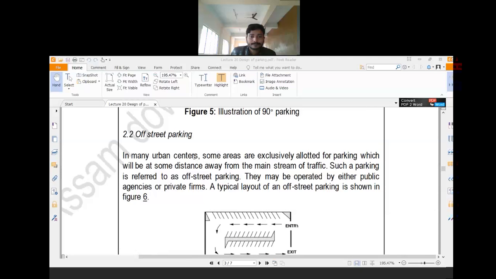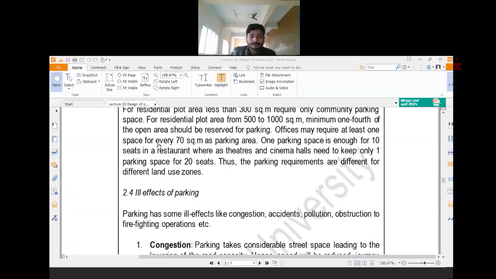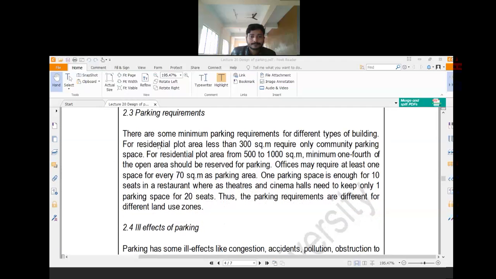Okay, so this is all about on-street parking. Now, another type of parking is called off-street parking. Off-street parking means parking in a parking lot. Suppose you are going to a Big Bazaar or a shopping complex. You know that in a Big Bazaar or shopping complex there are underground parking facilities available. This type of parking is called off-street parking, where the parking is located at a distance from the main road. You can park your vehicle by paying some fees to the authority. This type of parking is called off-street parking.